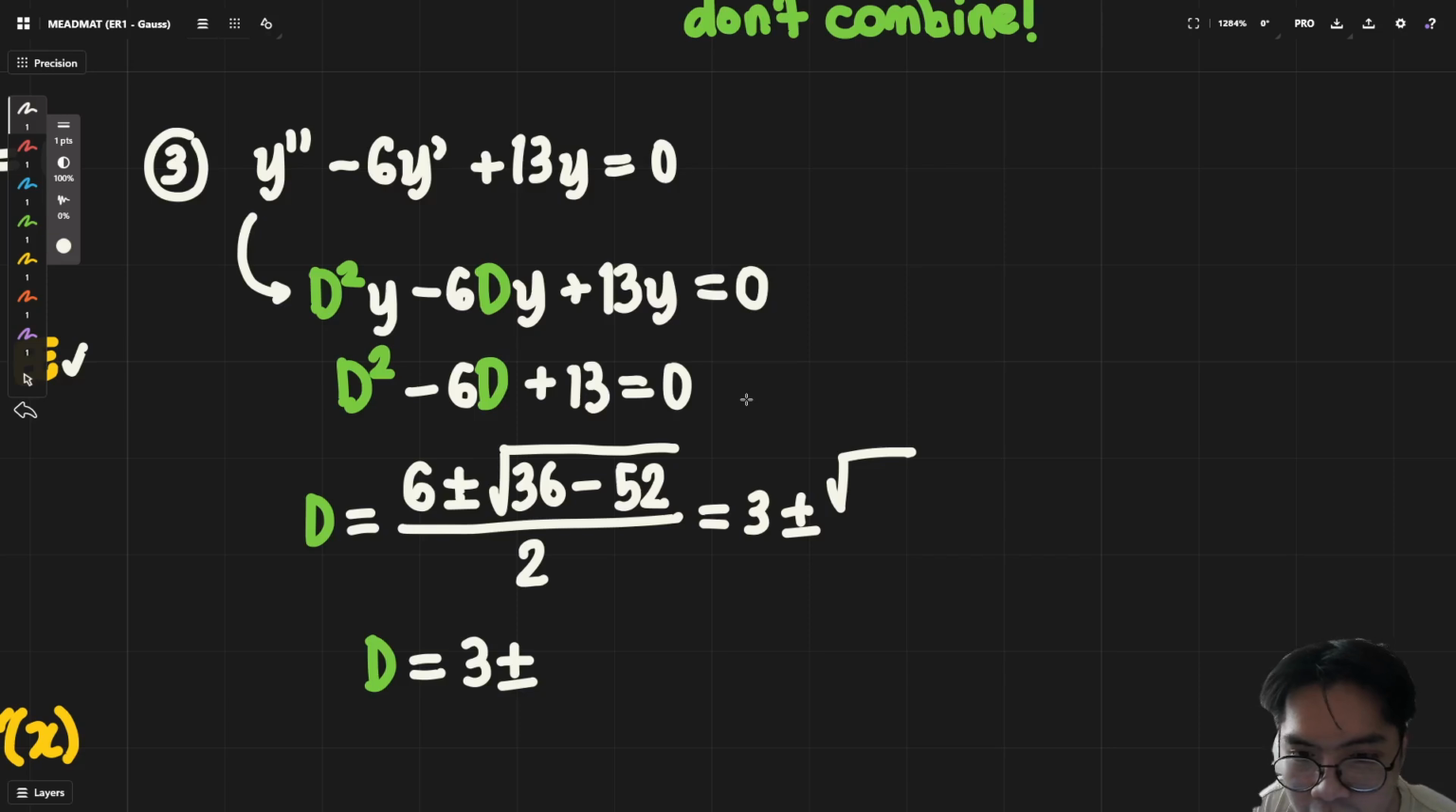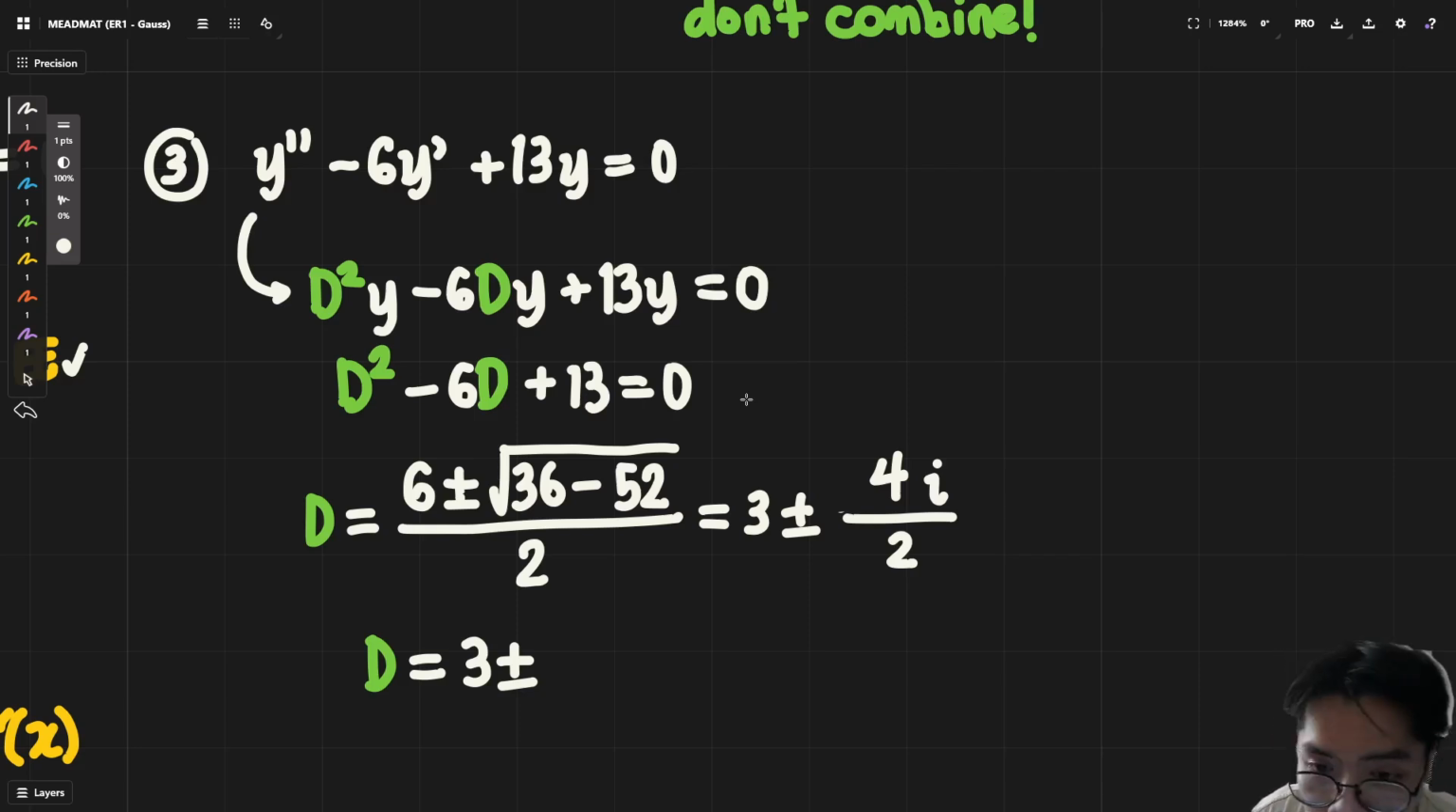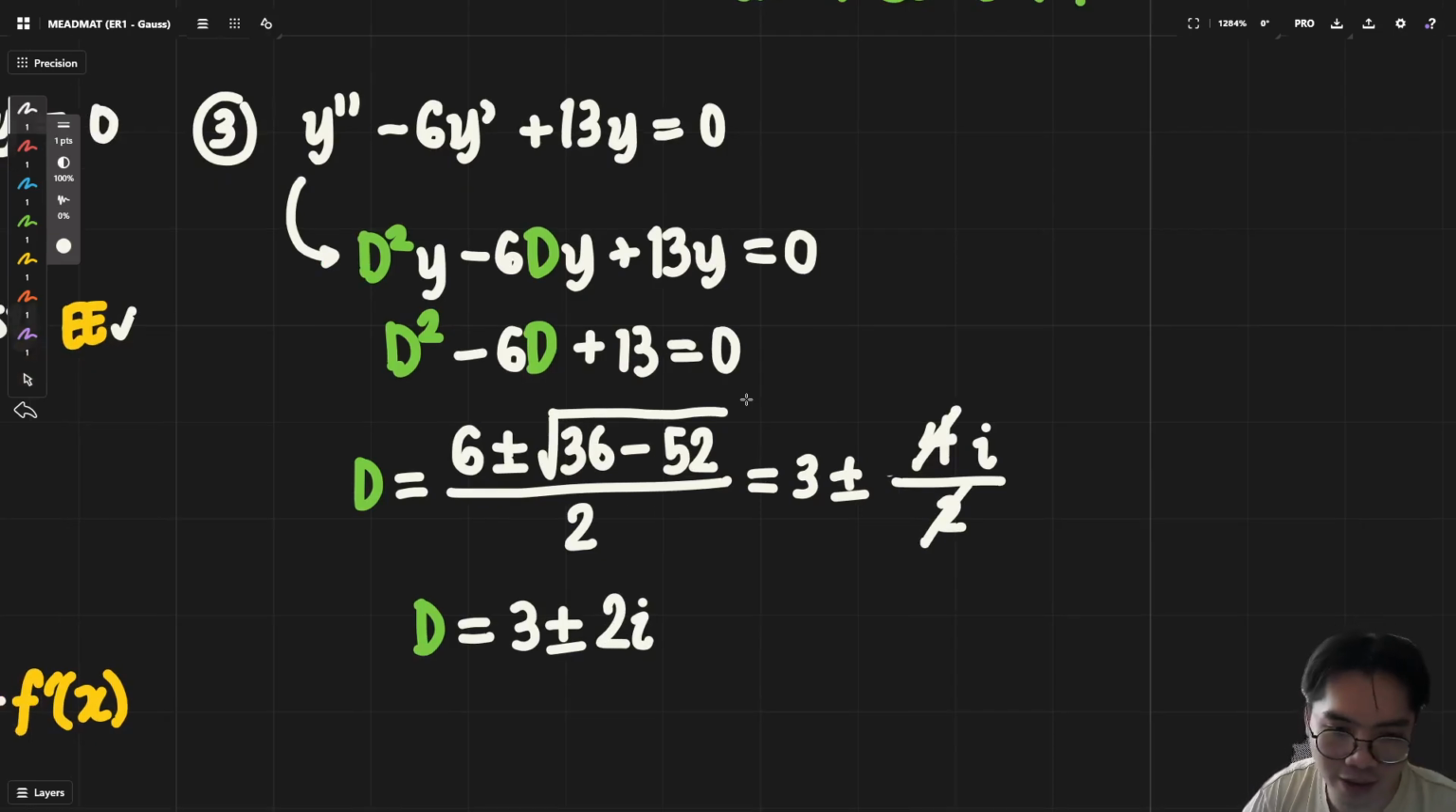So this is actually negative 16, which we could turn into square root of 16i over 2. Square root of 16, of course, is going to be 4. So if you divide 4 by 2, you will get 3 plus minus 2i instead. There you go. That's much better, right? That's what I was expecting.